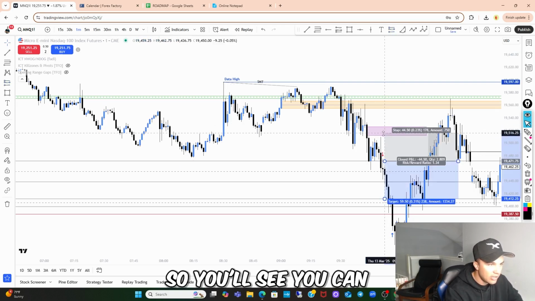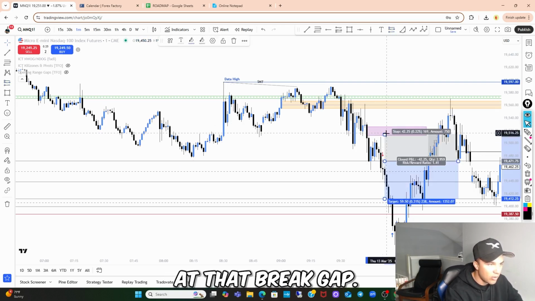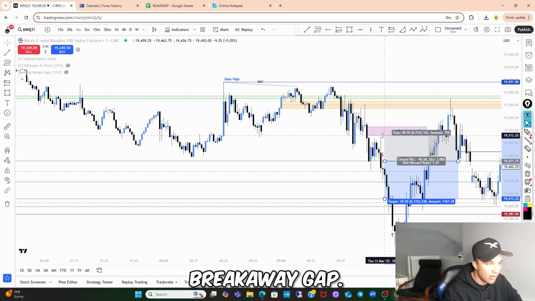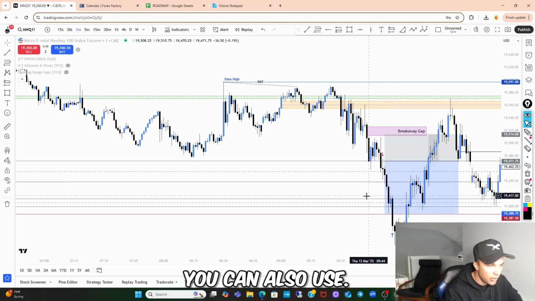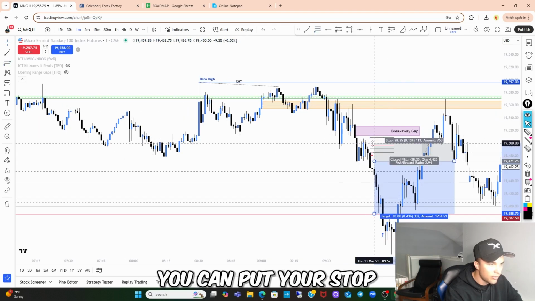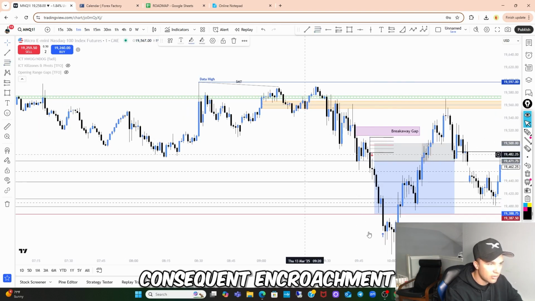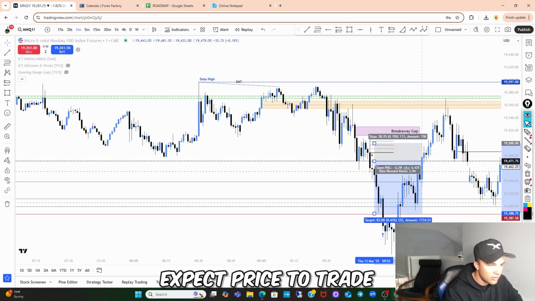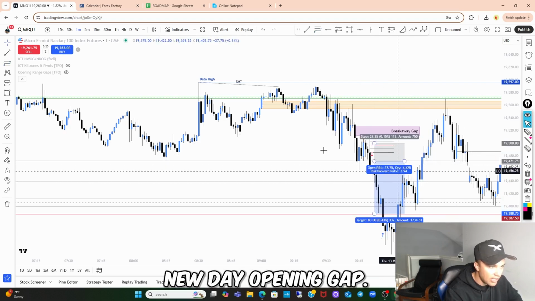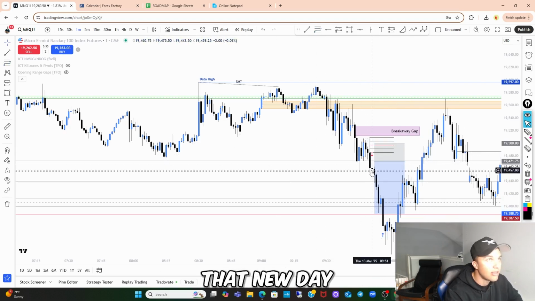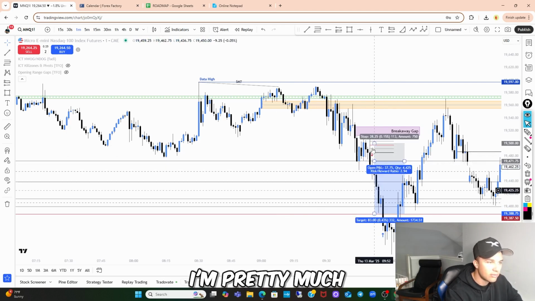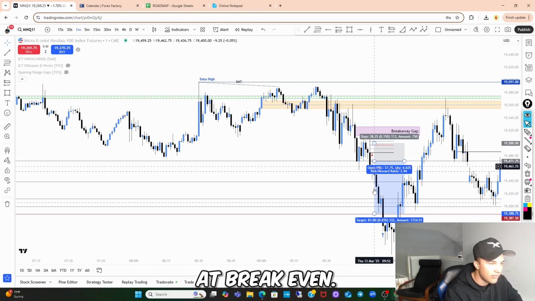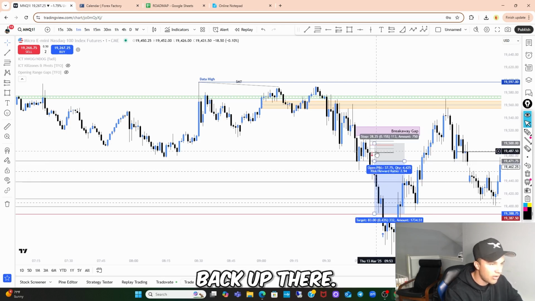So you'll see you can either put your stop at that breakaway gap. You don't expect price to trade inside that breakaway gap. Or when we create a wick like that, you can also use consequent encroachment. You can put your stop just above that consequent encroachment. And I don't expect price to trade above this new day opening gap. Once we've run inside that new day opening gap and we just touched that high and then we see a delivery, I'm pretty much at break even now. My stop has moved to break even. I don't expect price to trade back up there.